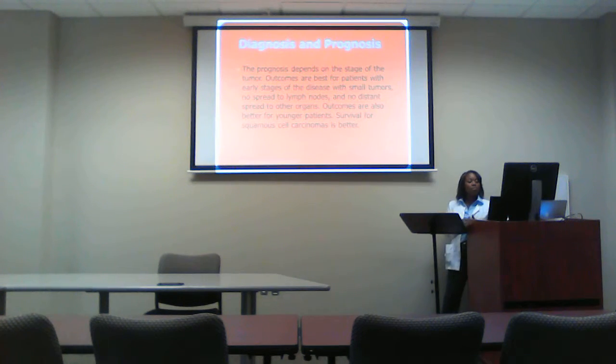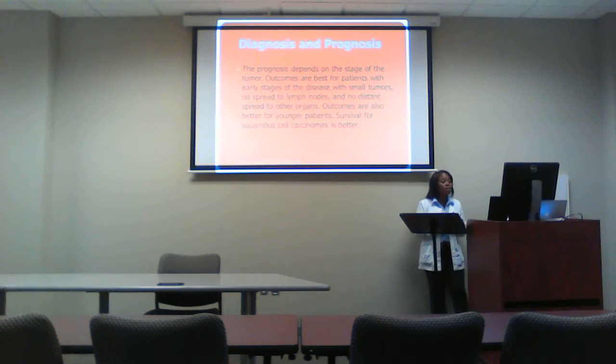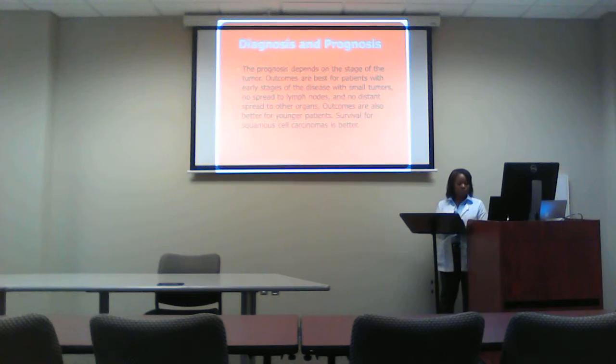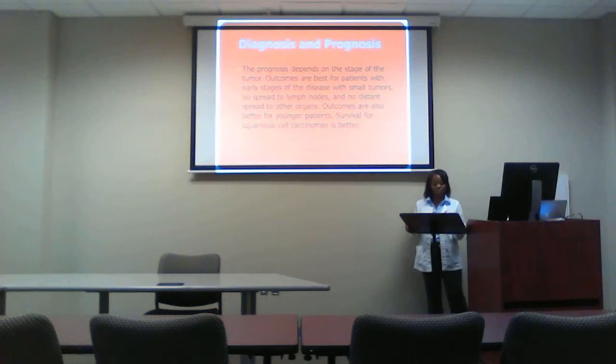The prognosis depends on the stage of the tumor. Outcomes are best for patients with early stages of the disease with small tumors, no spread to lymph nodes, and no distant spread to other organs. Outcomes are also better for younger patients. Survival for squamous cell carcinoma is better.